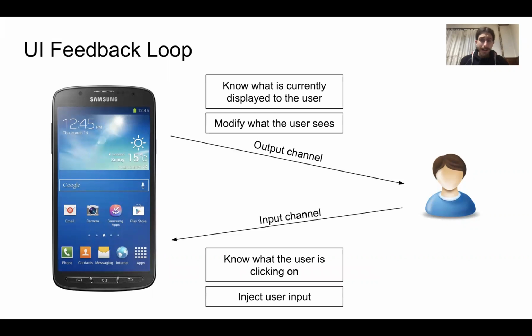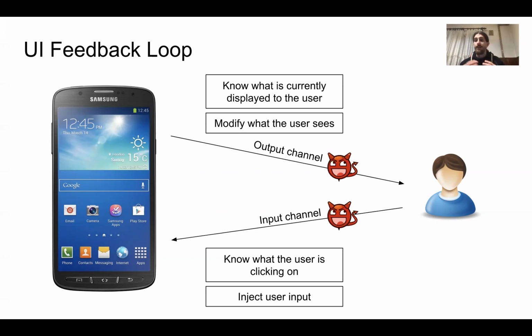And somehow, an attacker that is able to hijack this kind of feedback loop, this kind of output channel and input channel, well, it might be able to know what is currently displayed to the user. It might be able to modify what the user sees. And on the input side, it might be able to know what the user is clicking on, and it might be able to inject user input. And if an attacker is actually able to hijack this loop, then bad things can happen. And this is what these slides are about.